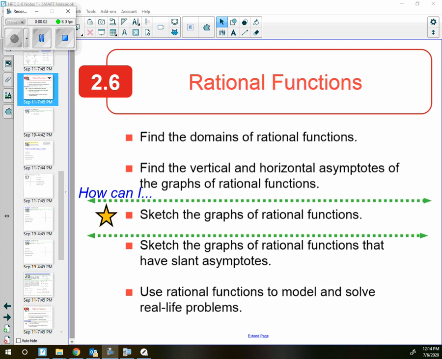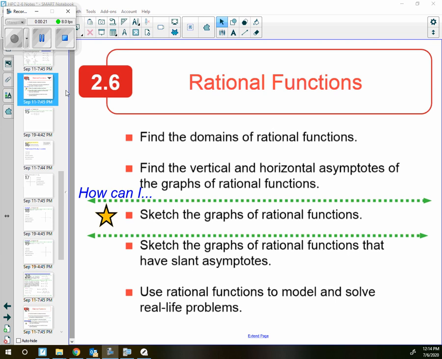Right, so this is 2-6, rational functions part 2, or day 2. Today's essential question is: how can I sketch rational functions? Yesterday, in part 1, we talked about some critical features, such as domains, and vertical and horizontal asymptotes, and when they have them. Today we're really going to dig into how I can make a picture myself.